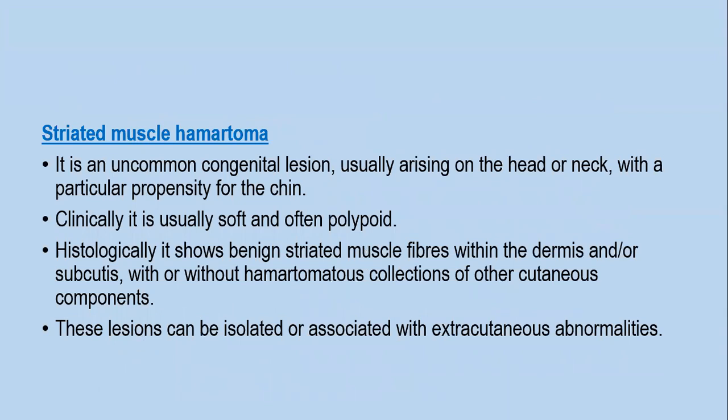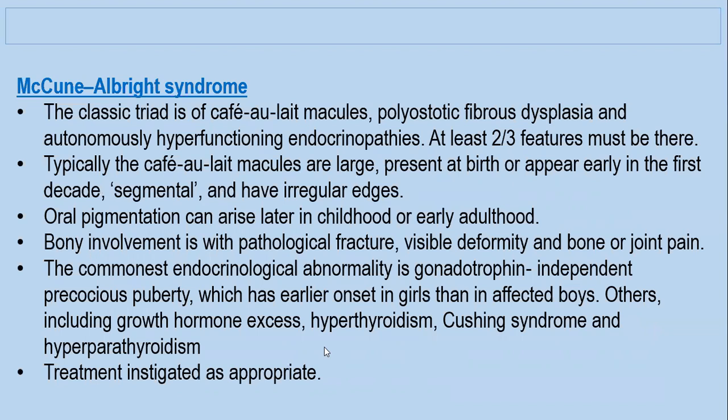Striated muscle hamartoma is an uncommon congenital lesion arising in the head and neck region, with a propensity for the chin area. Clinically, it is soft and polypoid. Histologically, it shows benign striated muscle fibers within the dermis or subcutis, with or without hamartomatous collection of other cutaneous components. These lesions can be isolated or associated with extracutaneous abnormalities.